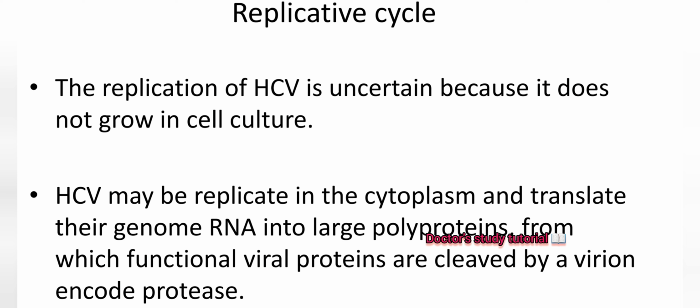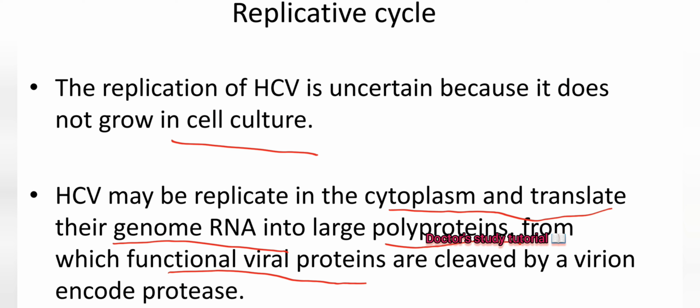Replicative cycle. The replication of hepatitis C is uncertain because it does not grow in cell culture. Hepatitis C may replicate in the cytoplasm and translate its genome RNA into a large polyprotein from which functional viral proteins are cleaved by a virion encoded protease.